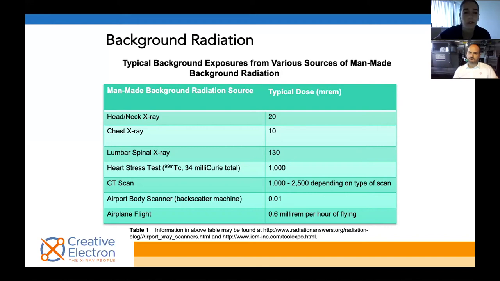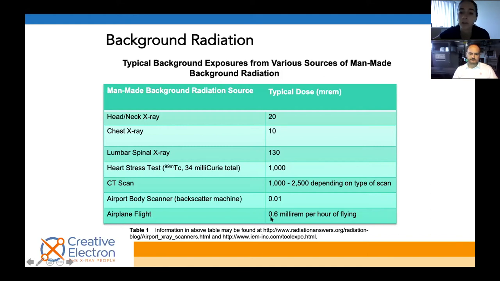And if you take a look at this chart, these are a few examples. So if you have a head or a neck X-ray, you're going to get 20 millirems. Chest X-ray is much lower just because you're going through mostly air in your lungs, right? So you need less power to be able to see an X-ray image. CT scan, as we mentioned, those give you quite a bit of radiation because the X-rays are on around you for a long period of time compared to an X-ray, which is just a single shot, very instant.